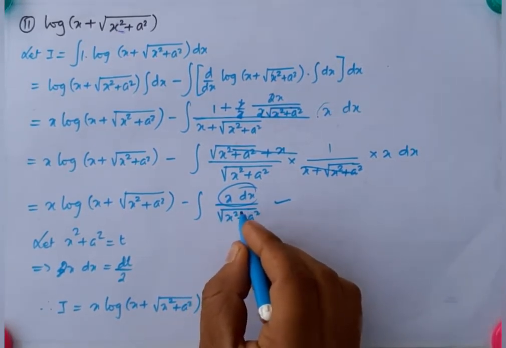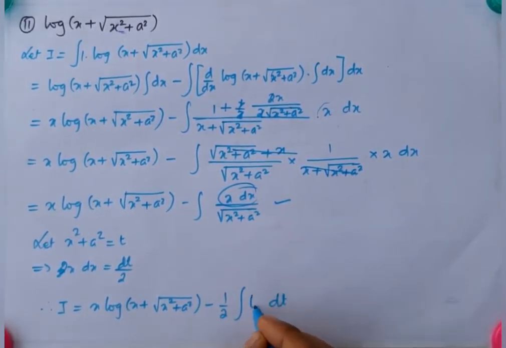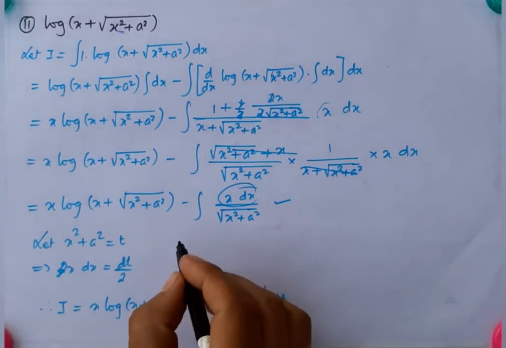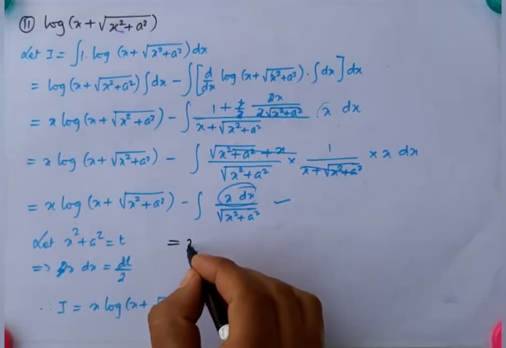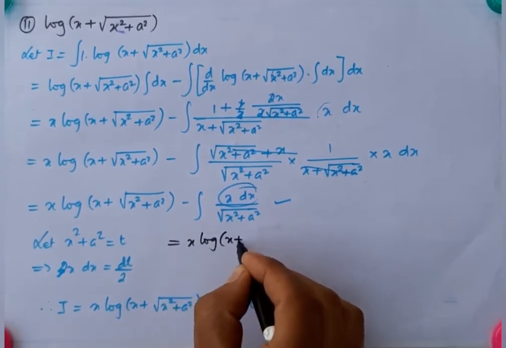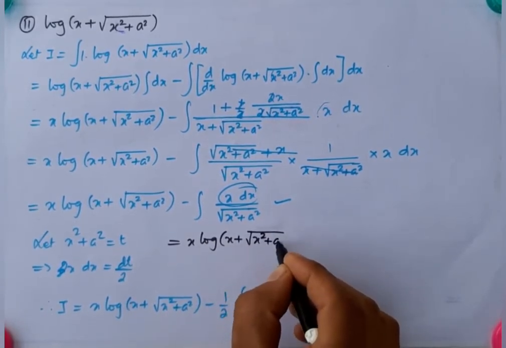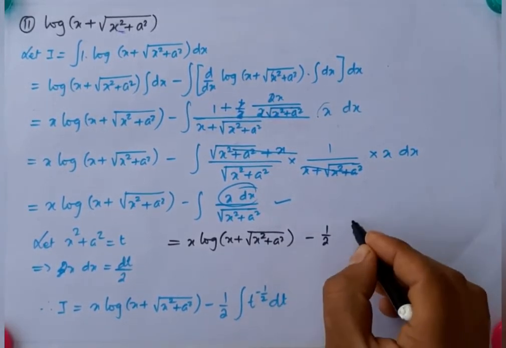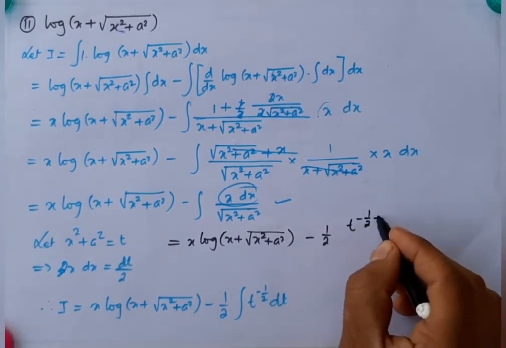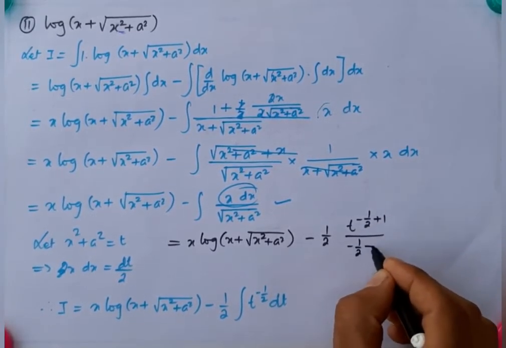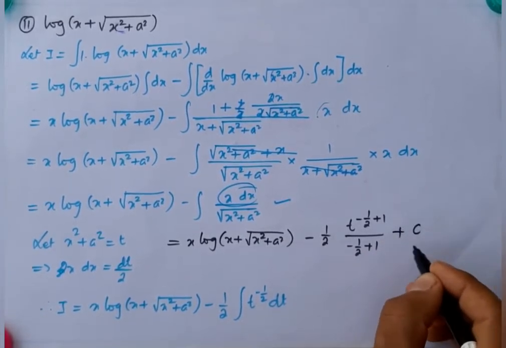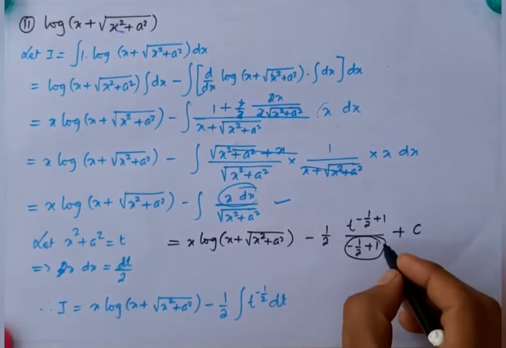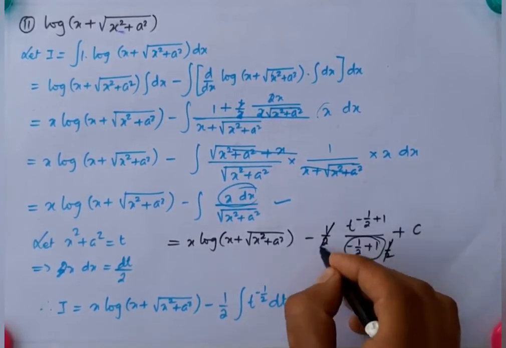Now what is this? Square root of t. Now 1 by square root of t can be written as t to the power minus half, isn't it? Yes. So in that case, this is the continuation, please remember. So this is x log of x plus square root of x square plus a square minus half. Now the integration of t to the power minus half will be this much, yes. Okay, so as we are done with the integration, we will put a constant of integration. What is this equal to? This is equal to half, isn't it? So this half and half get cancelled.